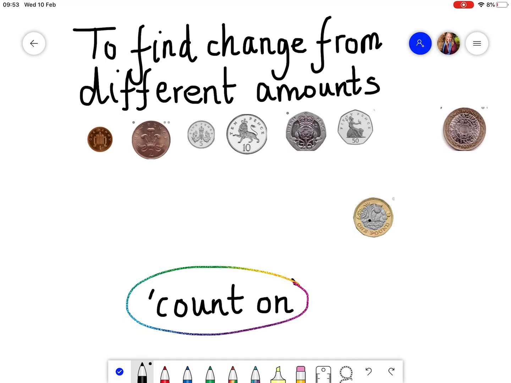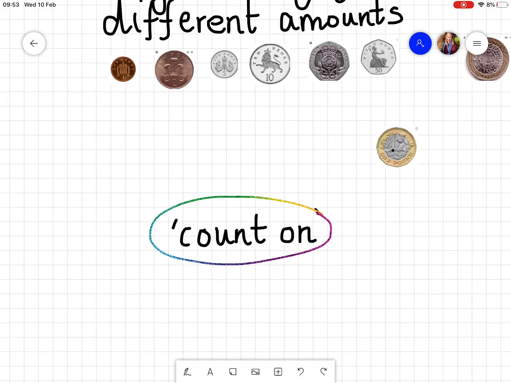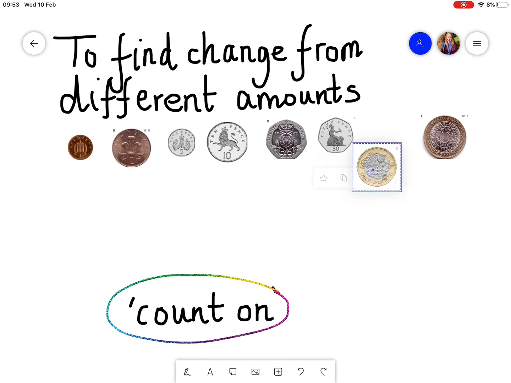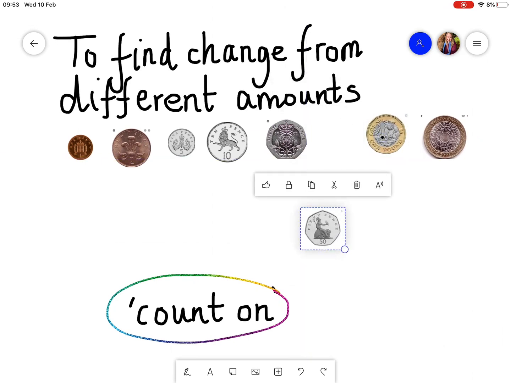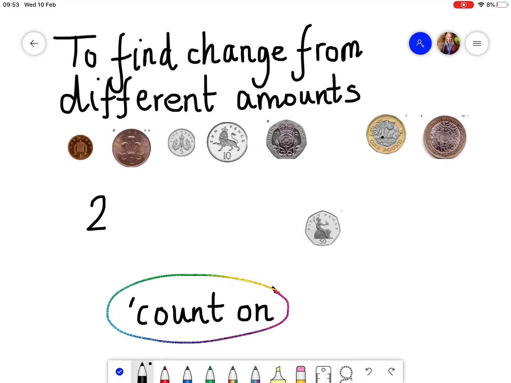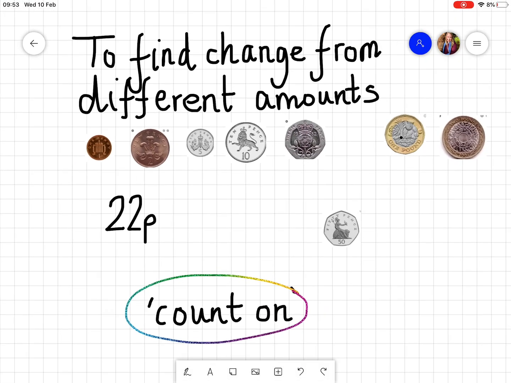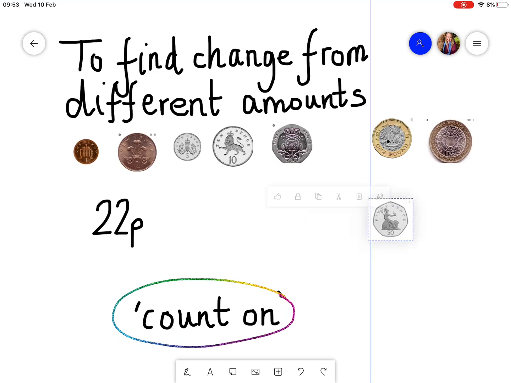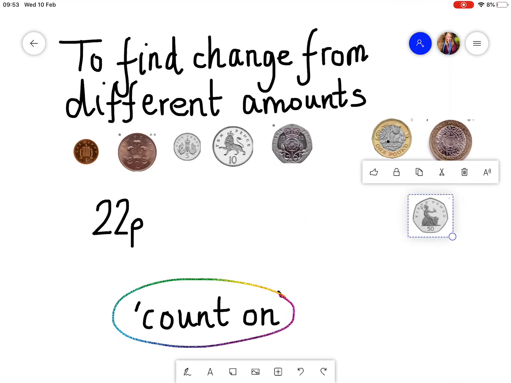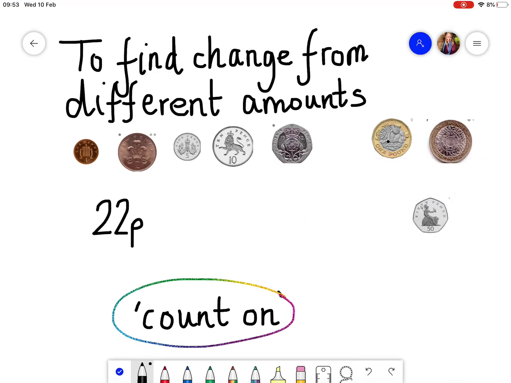So this time, again, you give 50p. Your item was 22p. Now, in this case, it's going to take us quite a long time to count all the way from 22 to 50. We might be there a while. So we can try it in stages. So first of all, we could count up to the next 10.